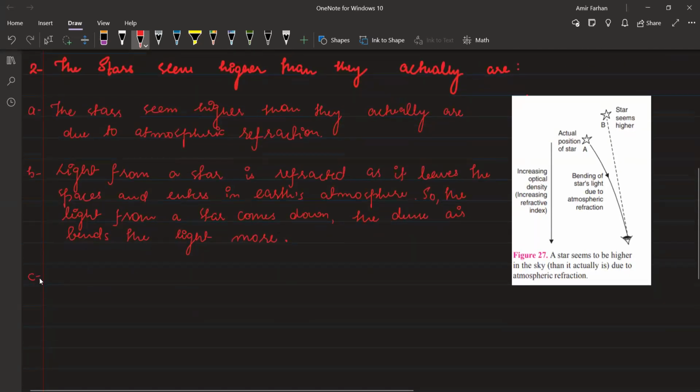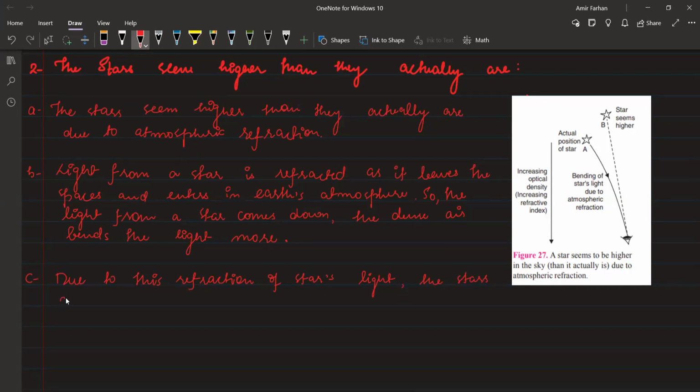Okay. So in the third part, you will write: due to this refraction of the star's light, the star appears to be at a higher position. Clear, everybody? Yes, sir. Any doubt? No, sir. Very good. So these are the 3 points.